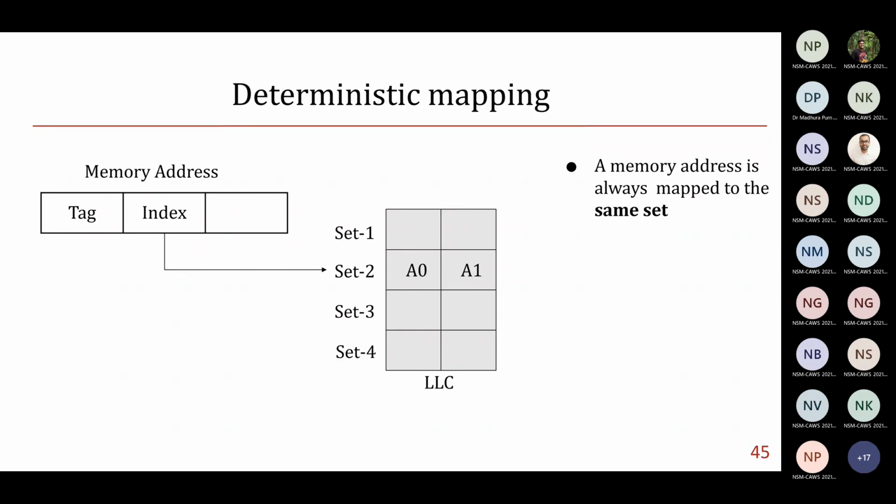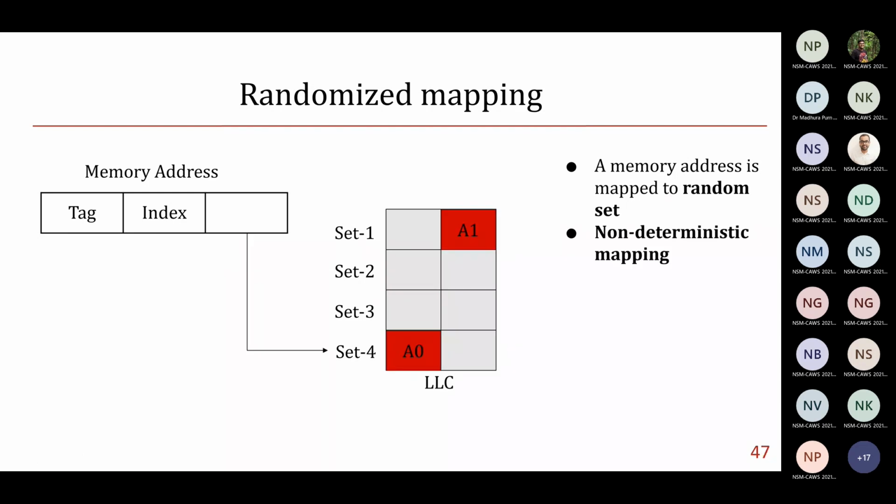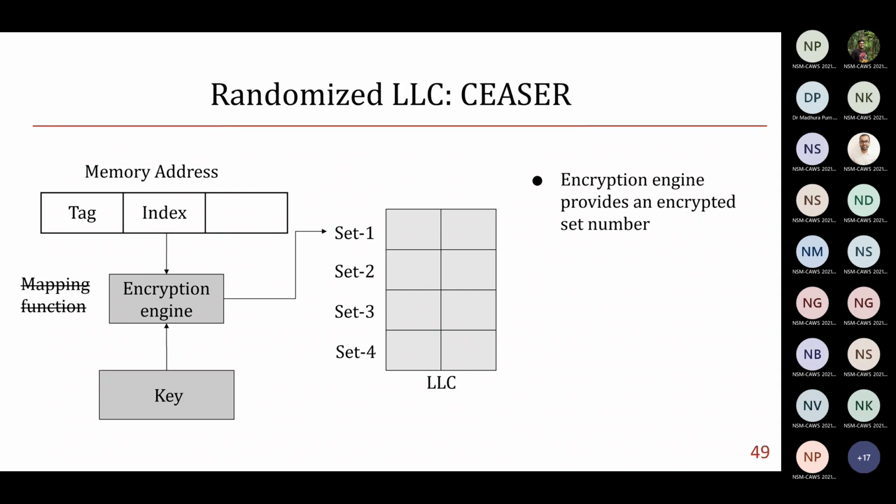So just to illustrate, address A0 and A1 are mapped to set 2, but through randomization, they can actually map to any set, right? But the key here is you should actually use an encryption engine, and that can provide you a key so that you can randomize and re-randomize regularly. If you just randomize once, then again it becomes deterministic, right? So the idea should be to put an encryption engine beside your last level cache, generate a key, and use that key to generate the index or the set number.